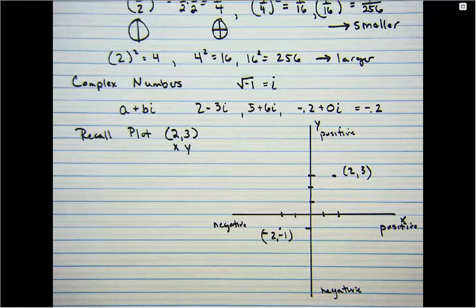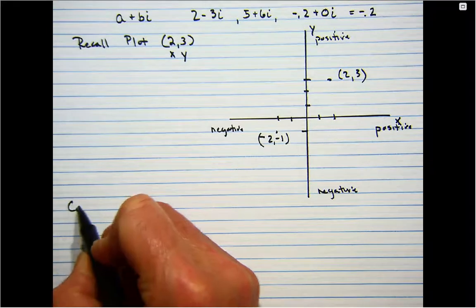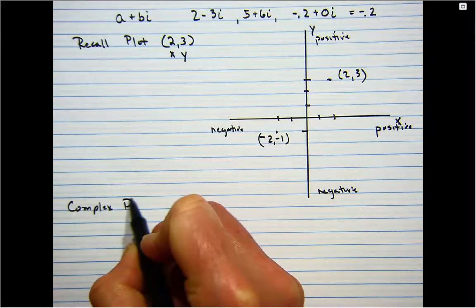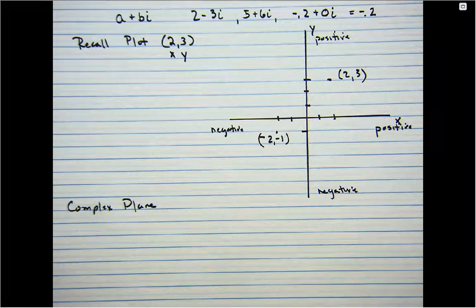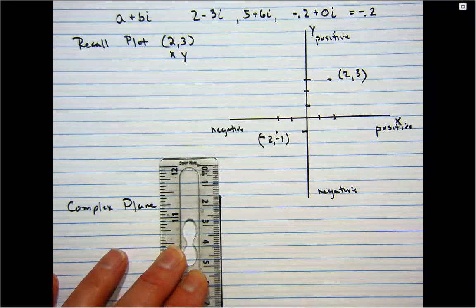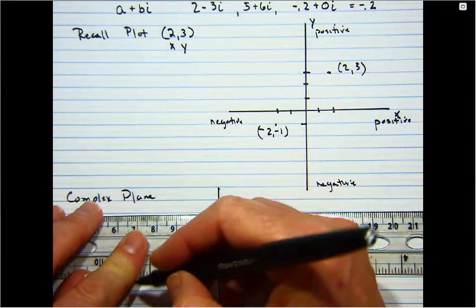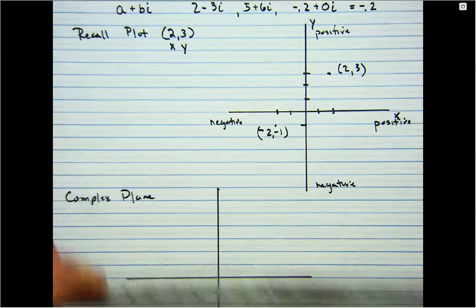Well, it turns out you can plot complex numbers as well by using the same idea. So let's go ahead and look at the complex plane. The Julia set and the Mandelbrot set are both plotted in the complex plane. So it's just like the Cartesian plane, except the vertical axis stands for the i coordinate.